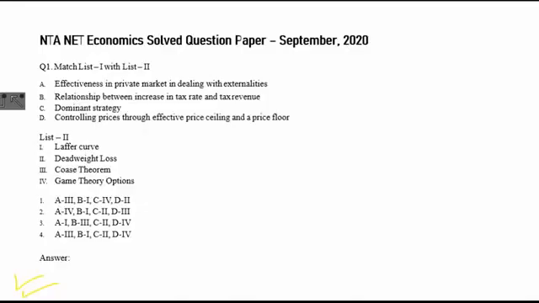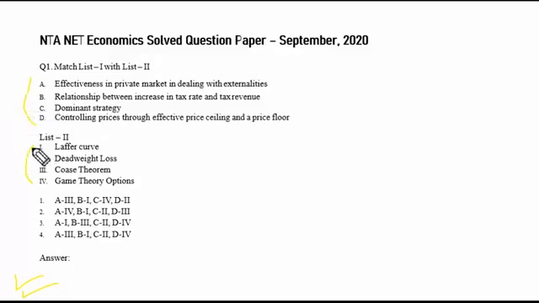Now let's look at the first question. The first question is asking us to match list 1 with list 2. So we see that this is list 1, and this is list 2. These are the options, and this is a very general question, but still we will try to give an explanation so that it would be easy for us to match these two lists, right?